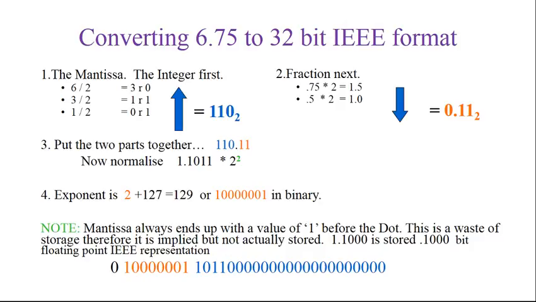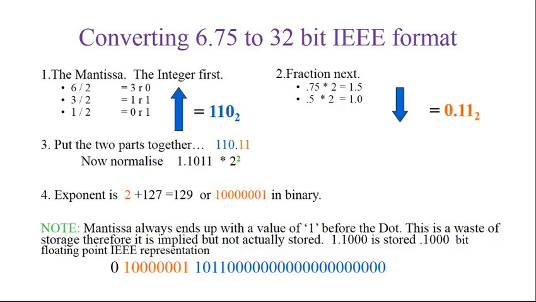Now, let us see the conversion of 6.75 to 32-bit IEEE format. Say, for example, the mantissa. Let us take 6 divided by 2 multiple times and we take the remainders from the last value to the first value. Then this represents 110 to the base 2. In a similar way, for the fraction part, 0.75 multiplied by 2 is 1.5. Again, 0.5 multiplied by 2 is 1.0. So it takes the value of 1 from top to bottom. Now, putting together, the resultant value is 110.11.